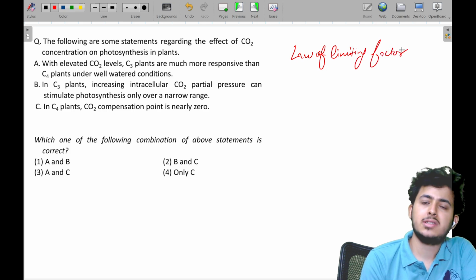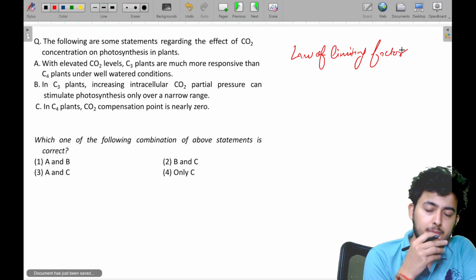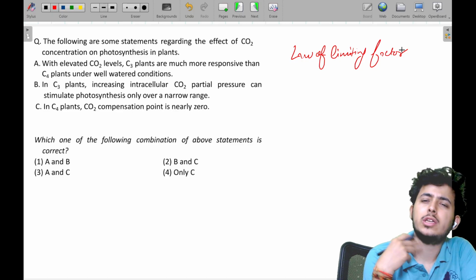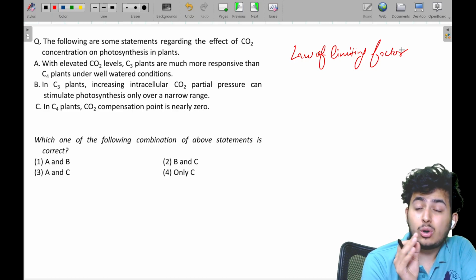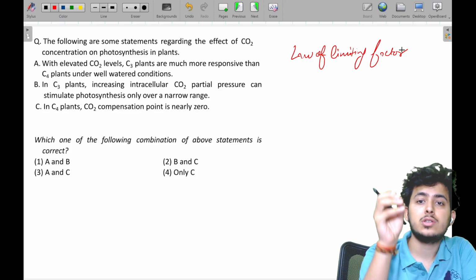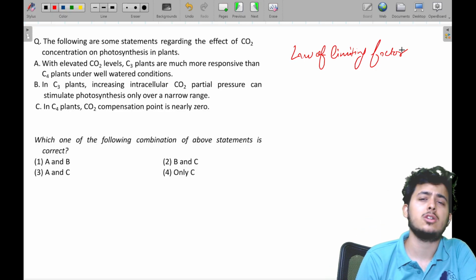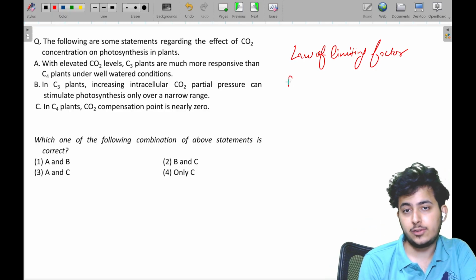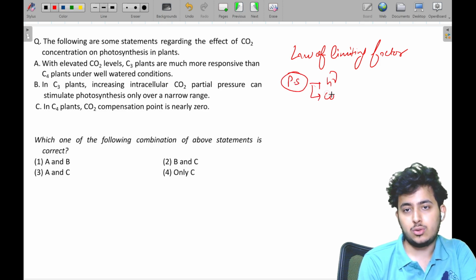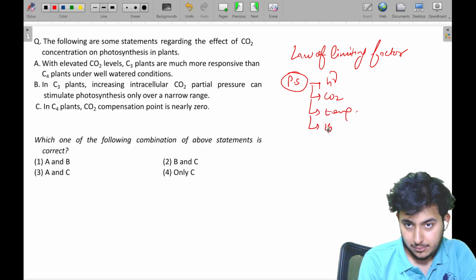What does this law state? This law tells you the simple thing that if some enzymatic phenomenon or any phenomenon is driven by more than one factor, then the rate of that phenomenon is dependent on the most limiting factor, the one that is present at the least amount or concentration. So let's say photosynthesis is dependent on light, on CO2 concentration, on temperature, and on water availability.